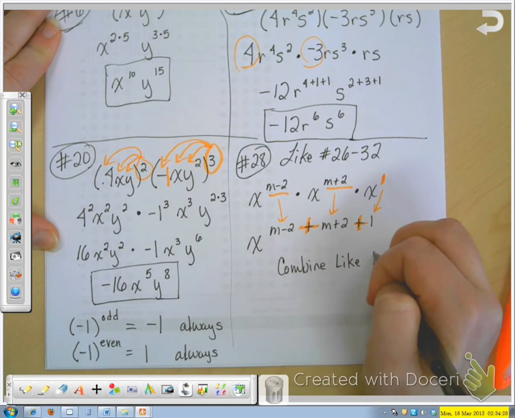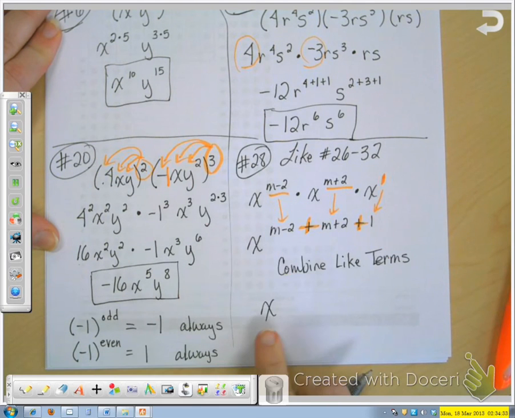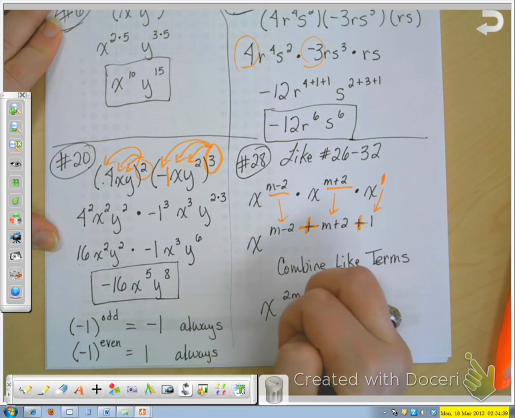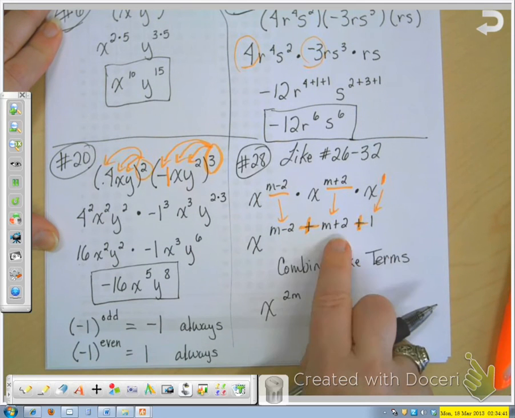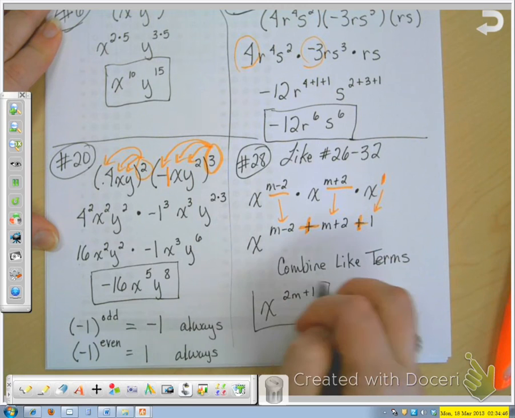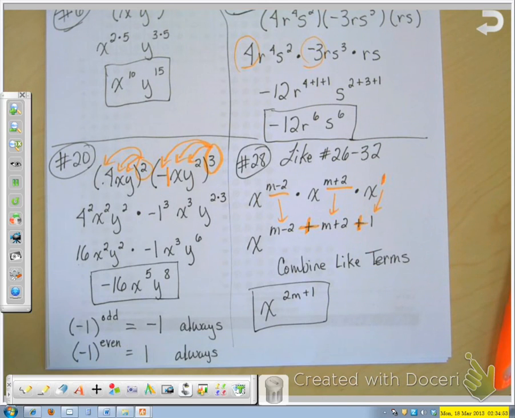Okay? So if we're combining like terms, I still have my x, but now let's look. M plus m, well that's 2m, and then I have a minus 2 plus 1. That's a plus 1. And since I cannot combine 2m and plus 1, my answer is x to the 2m plus 1. So that covers part 1 from our notes, and we'll go on to part 2 in a minute.